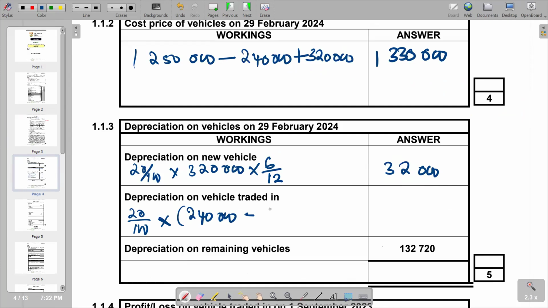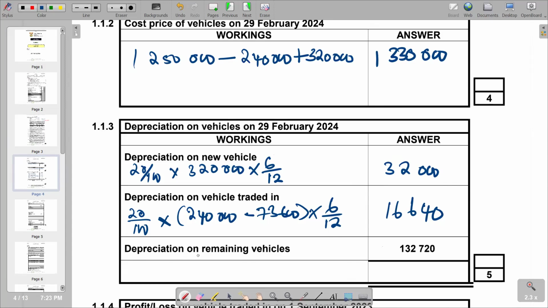Then we subtract to 73,600. And then the answer that we get will be in annual depreciation. So we need to make the proportional number of months, which is 6/12. So we calculate like that, so that the answer that you're going to get is 16,640. So to get the total depreciation on the vehicles, we now add the 32,000 plus 16,640 plus 132,720.